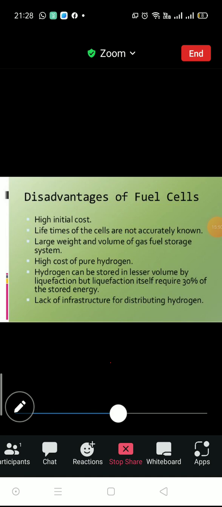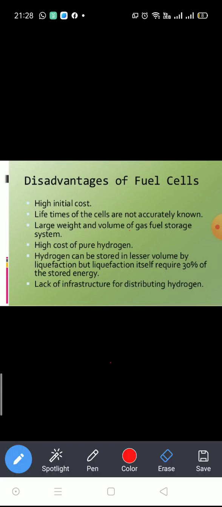Now coming to the disadvantages of the fuel cell. Its initial cost is very high. Lifetimes of cells are not accurately known. Large weight and volume of the gas. This is also one of the disadvantages. High cost of pure hydrogen which is required as fuel. The cost is very high.